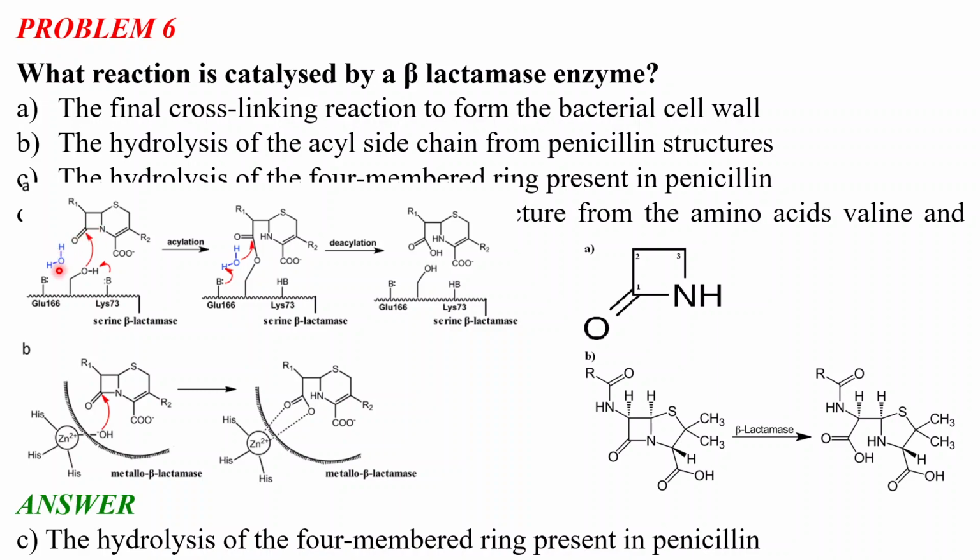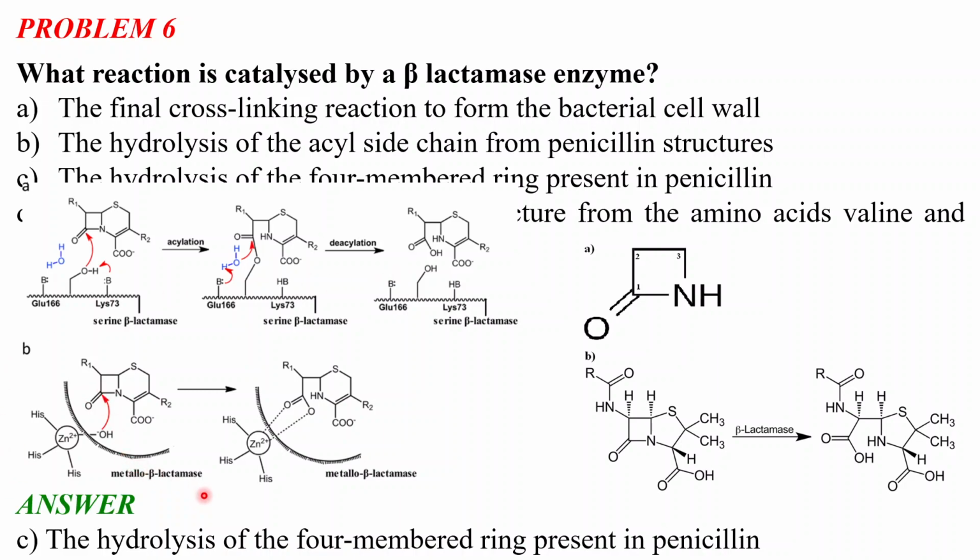Then we have a water molecule in the vicinity, and a glutamate 166 residue which acts as a basic residue and takes up the proton from the nearby water molecule. This water molecule becomes the more powerful nucleophile, hydroxyl, and then it attacks this carbonyl carbon, and we get back our serine residue. The first step is the acylation step, and the second step is the deacylation step.